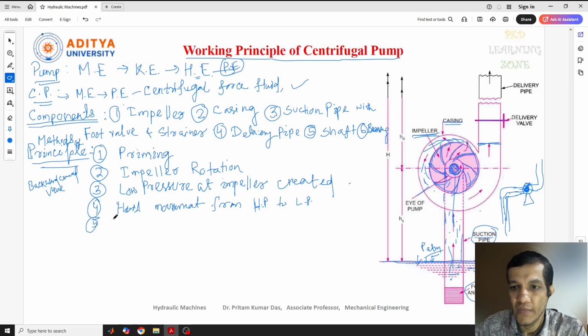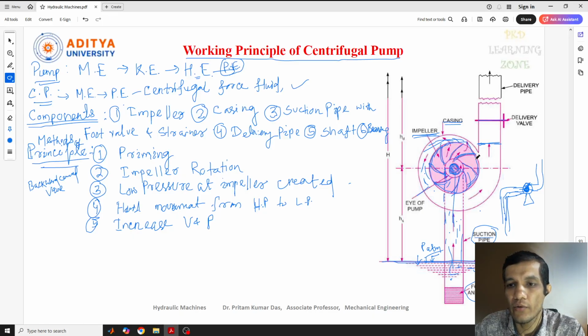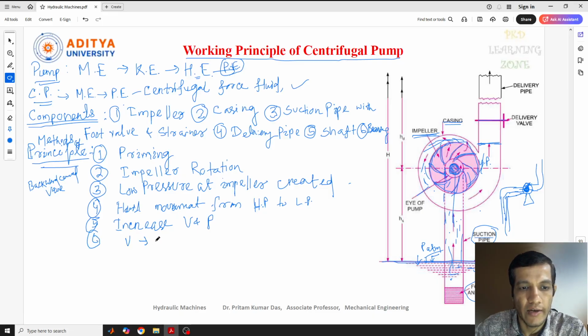Once the fluid came, there is an increment of velocity and pressure. So now the high pressure liquid came, and here velocity and pressure both will be increased. Now we'll go for the increment of this one. Then after that, the conversion of velocity to pressure, that I'll tell you. These are the processes, and then after that, the high pressure fluid will come out from there. How it will function, I'll tell you.